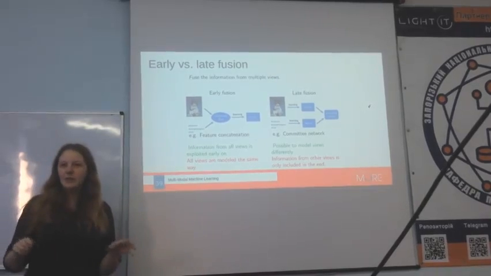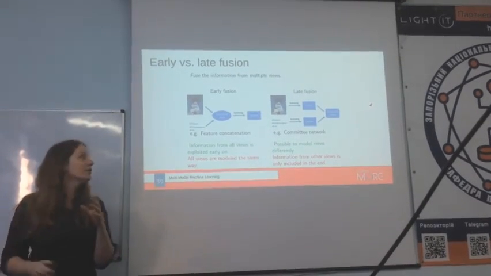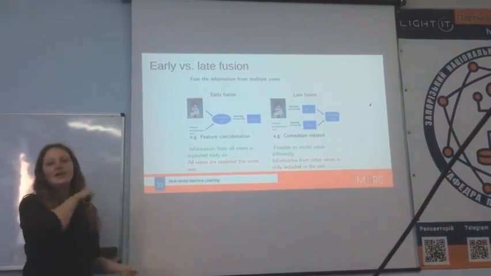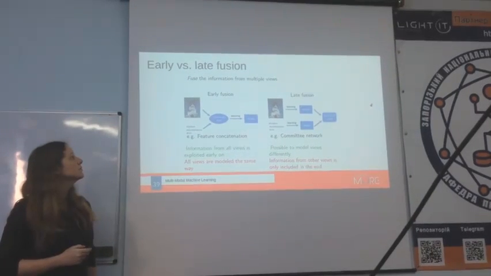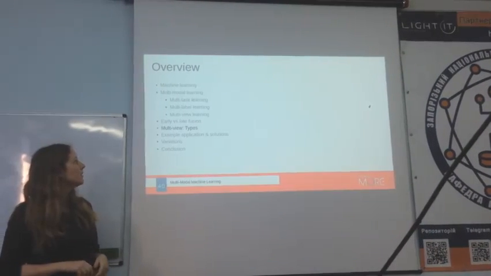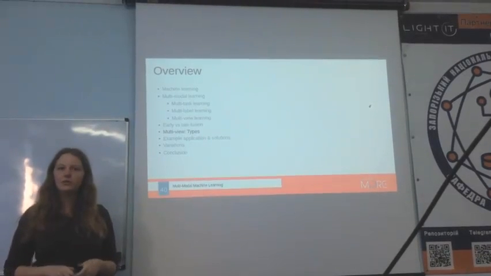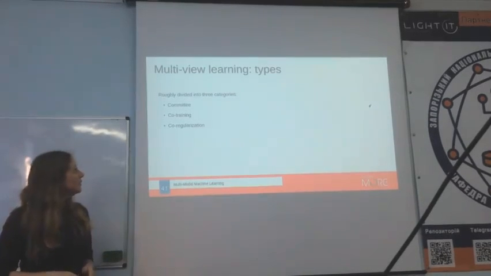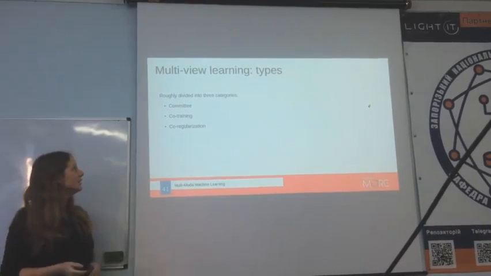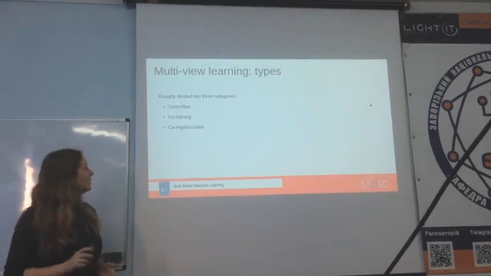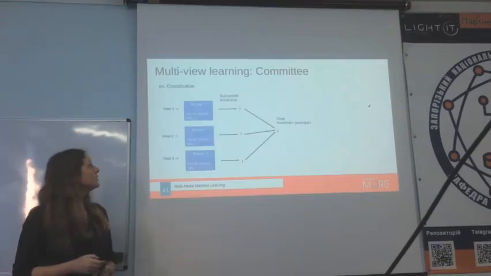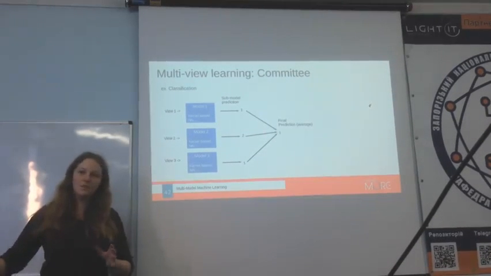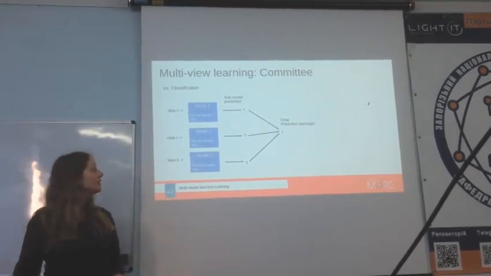I said there are two types, but actually you will see that most multi-view methods lie somewhere in between. They will try to take advantage of both early and late fusion. So I will talk about some types of multi-view learning. They can be roughly divided into three categories: concatenation learning, co-training, and regularization. Concatenation is a very typical example of late fusion. These are really late fusion methods.